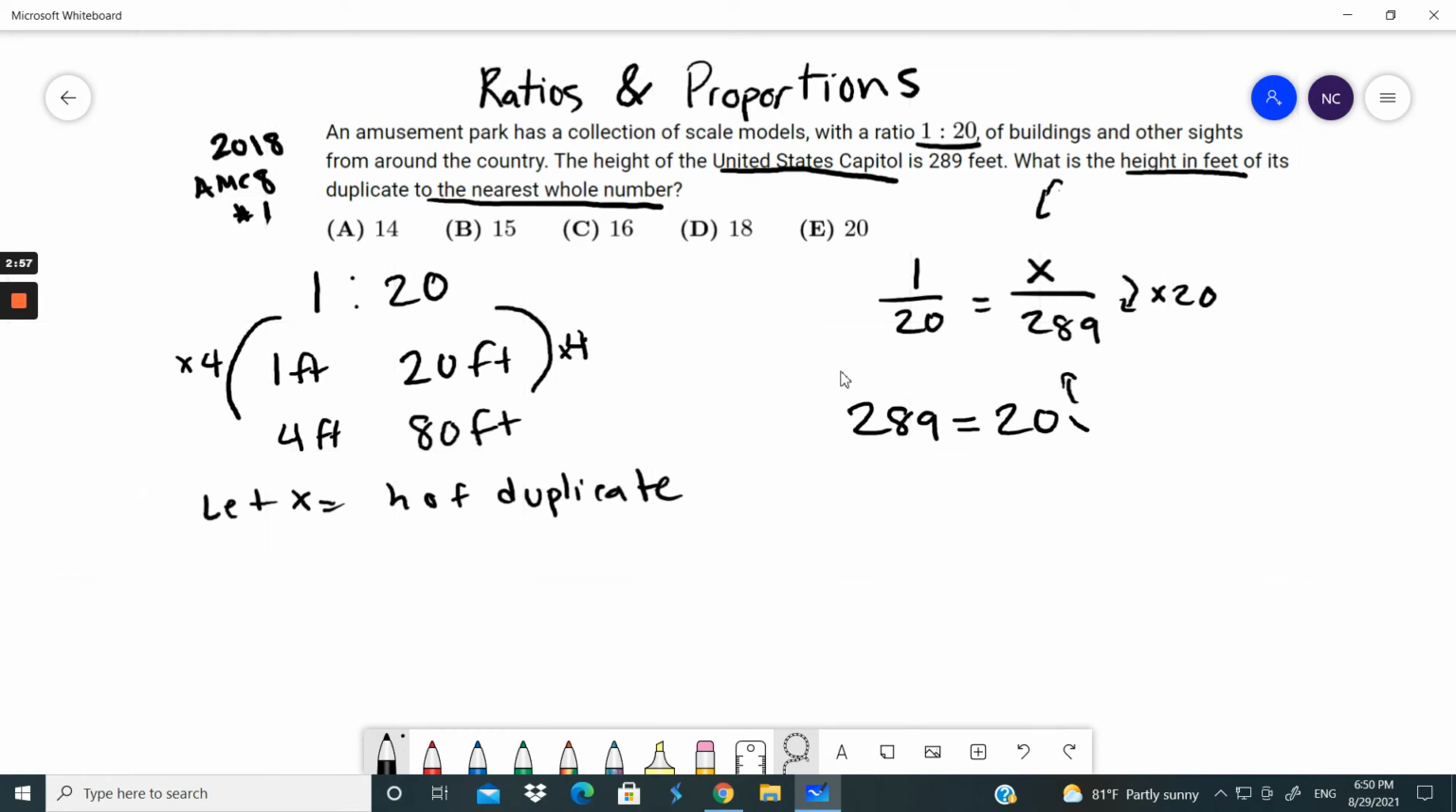Now when we simplify that by dividing both sides by 20, we end up with x is equal to 14 and 9/20. Now, that is the exact height in feet, of course, of our scale model. But our answer wants the height in feet to the nearest whole number. So all we have to do is recognize that 9/20 is closer to 0 than it is to 1. So rounded to the nearest whole number, the height of the scale model is going to be 14 feet. So your answer to this question would be A.